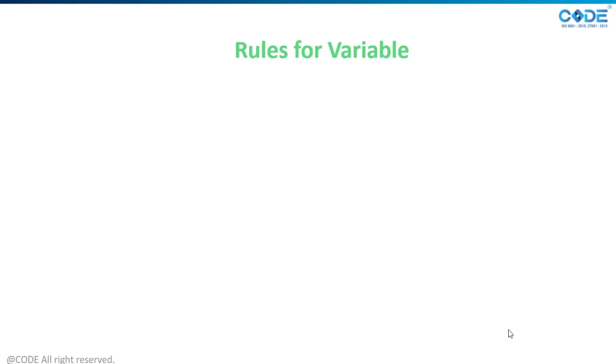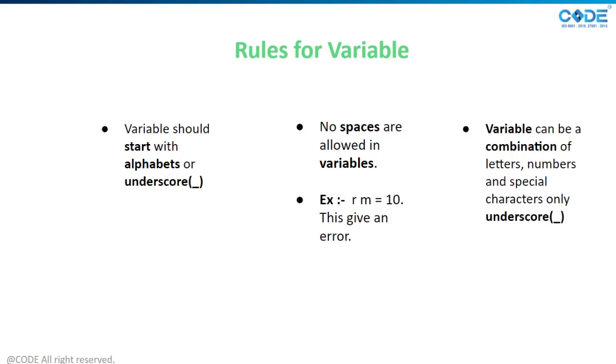There are some rules for using variables. Variable should start with alphabet or underscore because variable is an identifier. If you don't know about identifier, just watch my previous video. Now, no spaces are allowed in variables. For example, if you write r space m equals to 10, then it will give you an error. We will see in our practicals. Next, variables can be combination of letters, numbers and special characters. In special characters, we only use underscore.